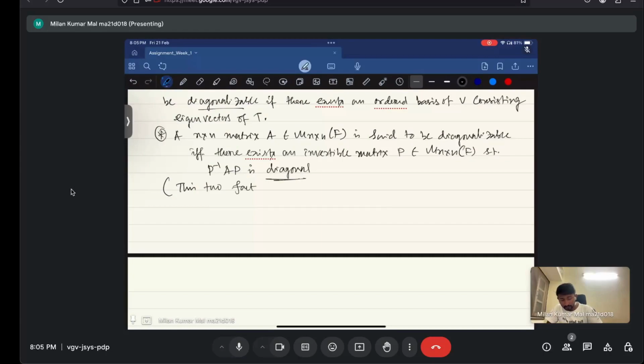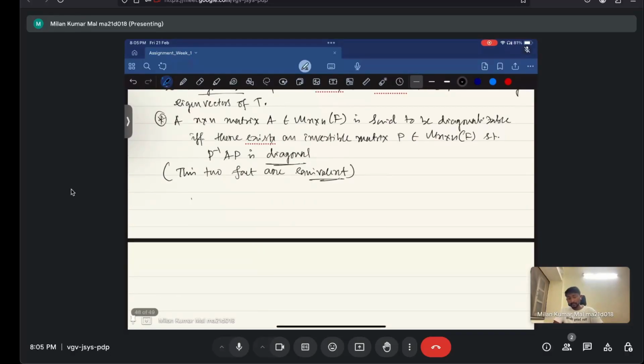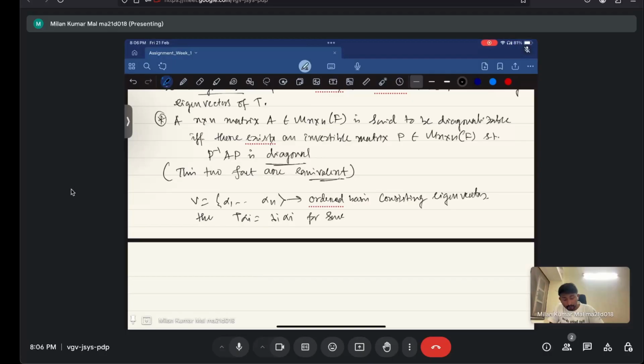These two facts are equivalent, not equal, equivalent. The fact is that, let's take V, a finite dimensional vector space, and let alpha 1, alpha 2, ..., alpha n be an ordered basis consisting of eigenvectors. Then T of alpha i will be lambda i alpha i for some eigenvalue lambda i.